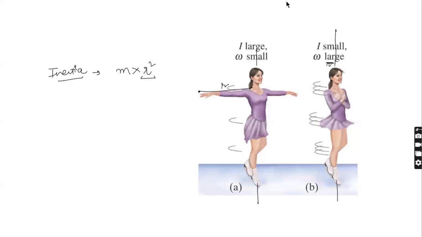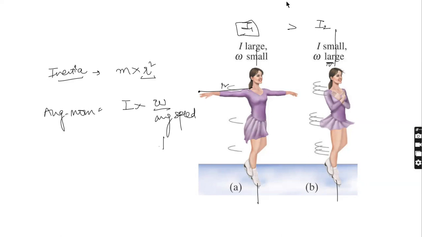So inertia would be more in this case than this one. We have angular momentum as inertia into angular speed. This is angular speed. So if inertia is large for this system, angular speed would be lower, and if inertia is lesser in this case, here angular speed would be more.